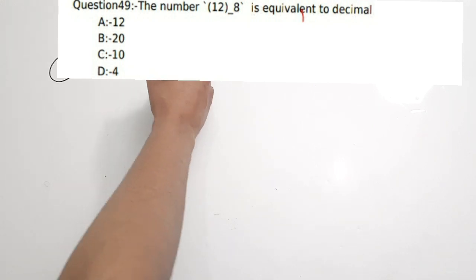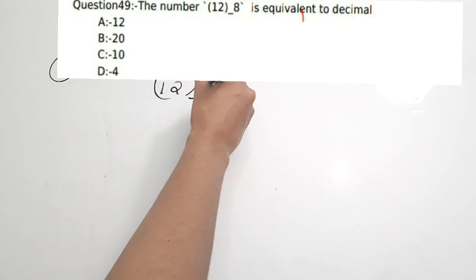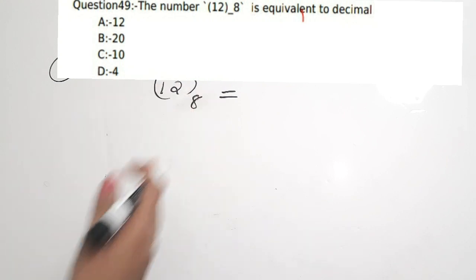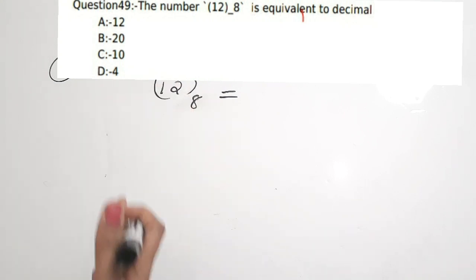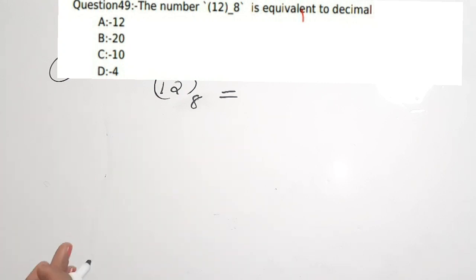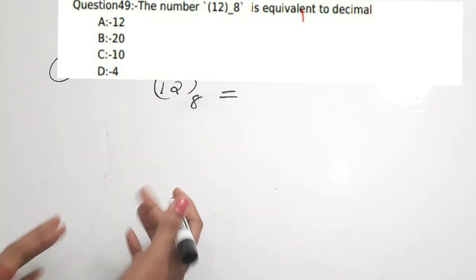A number is given as 12_8. This is actually 12 to the base 8. Since the question is typed in this form, you will see it as 12_8. It is 12 to the base 8. So you have to convert this to decimal. How will you convert it?